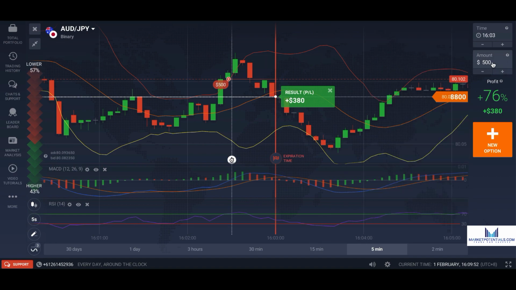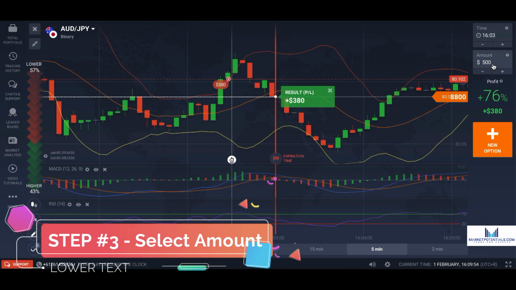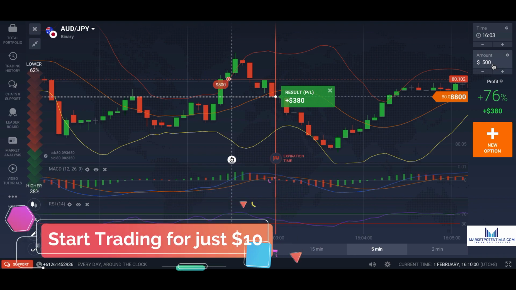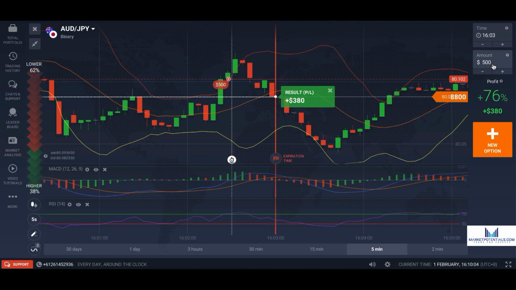Then put in the amount that you want to trade with. For IQ Option, once you're ready to trade with real money, just a $10 deposit is good enough to get started. Each trade can be as low as $1, and it doesn't get any better than that, guys. This shows you how much you stand to make on returns per trade. So yeah, that's basically what you get.